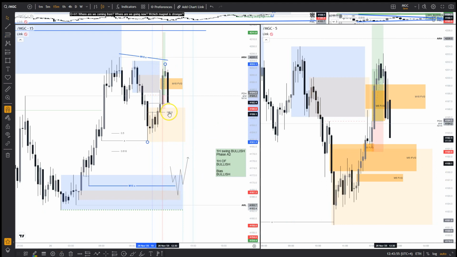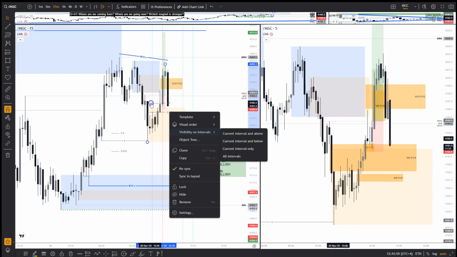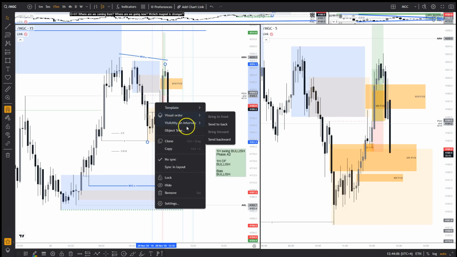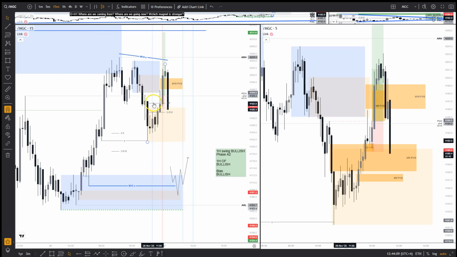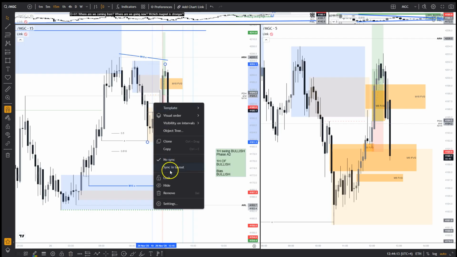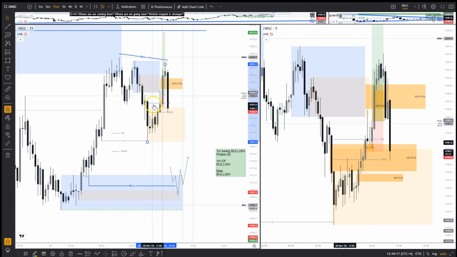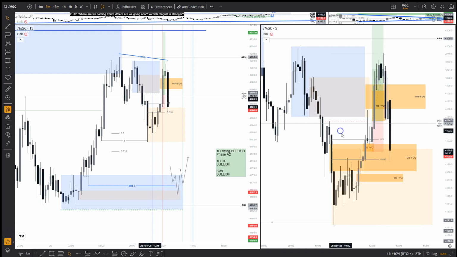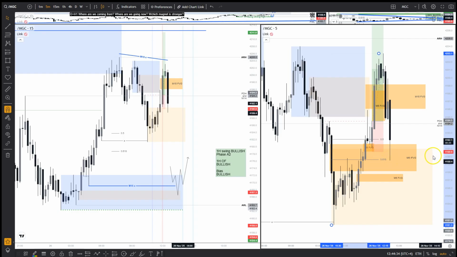Okay, so it is going to be 61.8 here. Maybe I can just use it as M5. Yeah, only on M5. Like that. Okay, we are mitigating it in the middle and then just retracing straight away. 61.8. We have this demand mitigated. We have inversion fair value gap in the middle, and then we see very strong reaction from here.